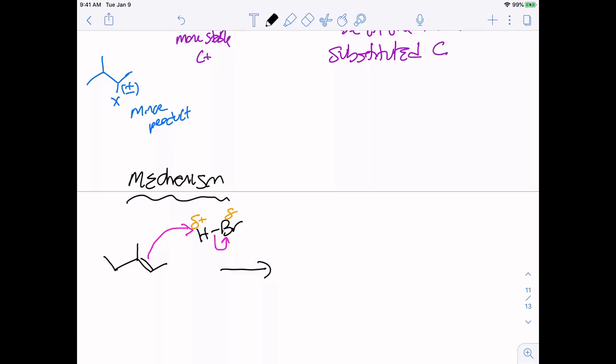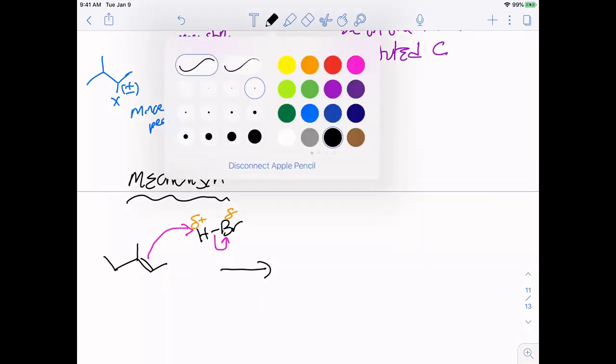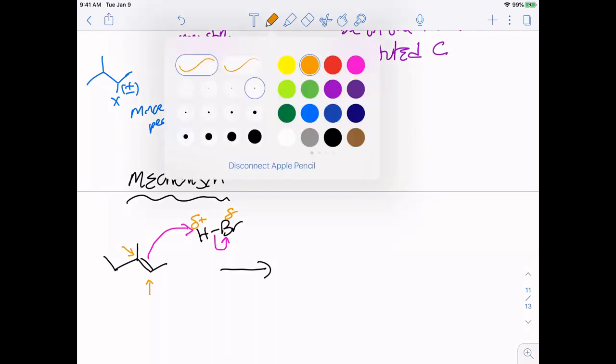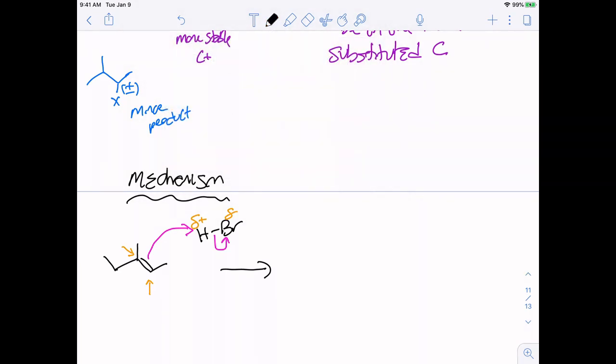So now I have options, right? I can put my hydrogen on this carbon, and then I have my positive charge on my tertiary carbon, or I can put my hydrogen on that carbon, and then my positive charge would be on the other carbon. We want our more stable intermediate, so I'm going to have this version.